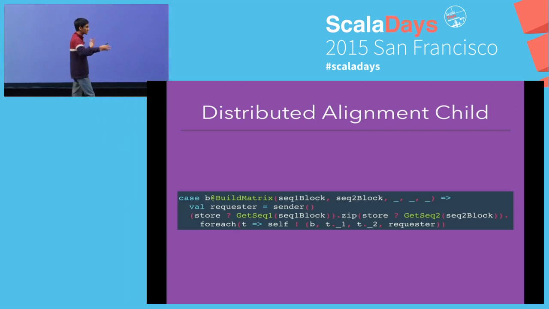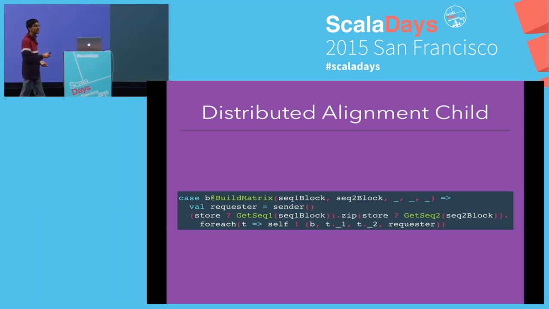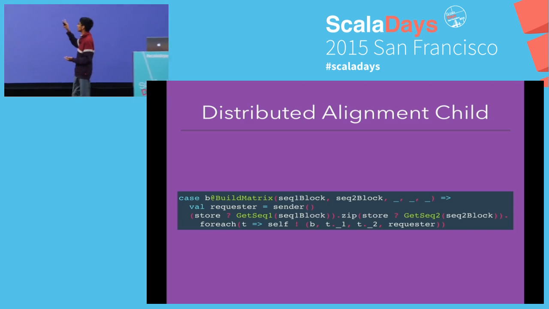Let's take a look at how this whole communication is implemented. In the child, this is the code when I initially receive a build matrix command. What I do is, since we don't want to run into dead letters when we're using sender within a future, I store my sender here in requester. Then I ask for sequence 1 and sequence 2. Here again, they're run in parallel by doing zip. And once I get those two, I send myself a message with that build matrix command. So this is getting back onto the queue of messages to process with the sequences as well as the original requester.